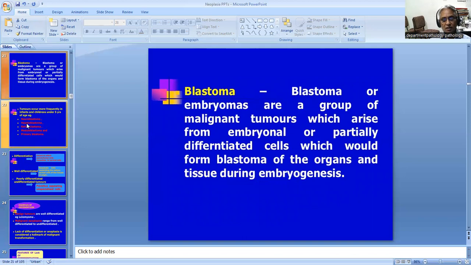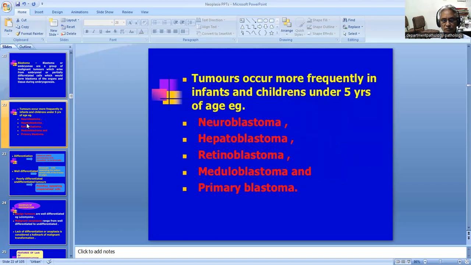What is blastoma? Blastomas or embryomas are a group of malignant tumors which arise from embryonal or partially differentiated cells which form blastoma of the organ and tissue in the process of embryogenesis. There are some tumors which occur more frequently in infants and children, these blastomas, under 5 years of age. These are neuroblastoma, hepatoblastoma, retinoblastoma, medulloblastoma, and pulmonary blastoma. So these are the special types of tumors.